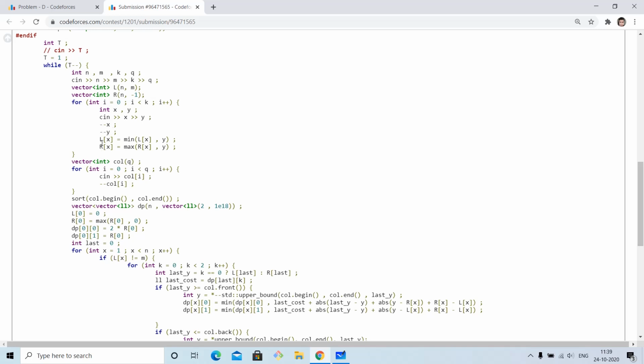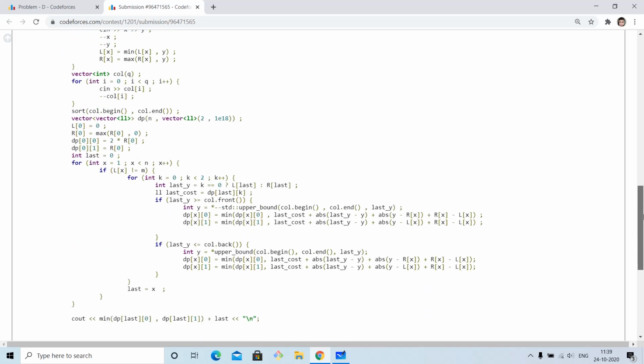So the leftmost treasure of a row x will be the minimum of the leftmost treasure of the row x and y, where y is the column number, and similarly the rightmost will be the maximum of that. And then we will have this column vector. We will initialize this column vector, and we will also subtract one from it because we are starting from number 0. And then we'll sort this column vector.